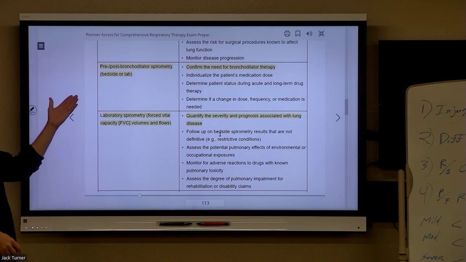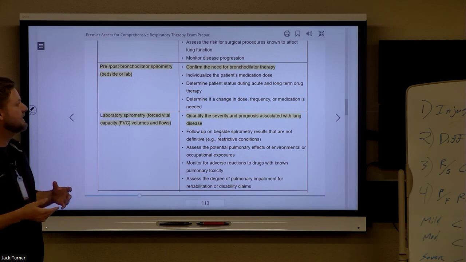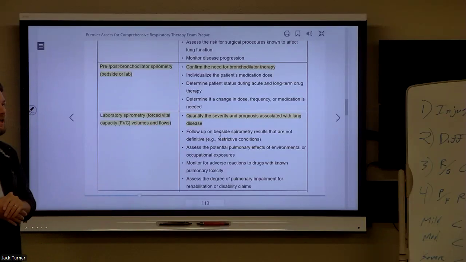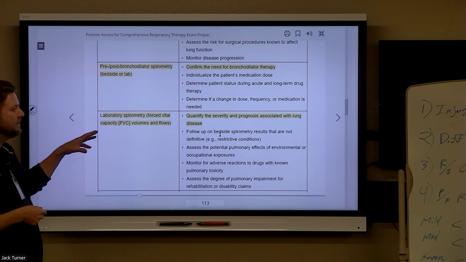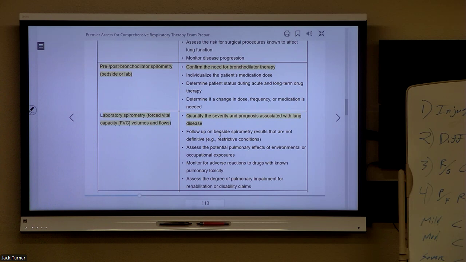Pre and post bronchodilator spirometry, either at bedside or in the lab, doesn't matter. Essentially, this is just confirming the need for bronchodilators. Okay. It tells me if there is reversibility and if they're going to work or not. And it helps me diagnose asthma as well. Getting your forced vital capacity is good for diagnosing any type of obstructive lung disease. This also can help with neuromuscular diseases, since we look at vital capacity for neuromuscular diseases as well.